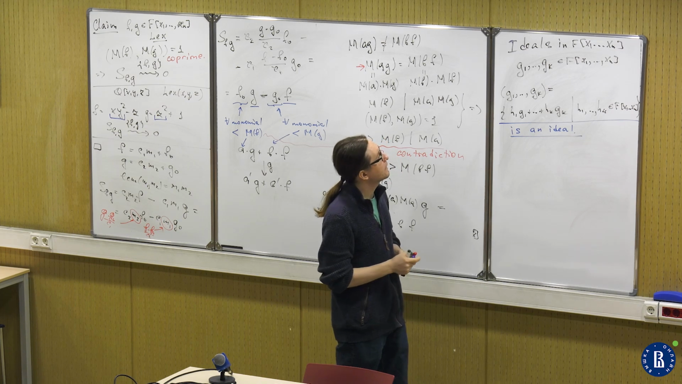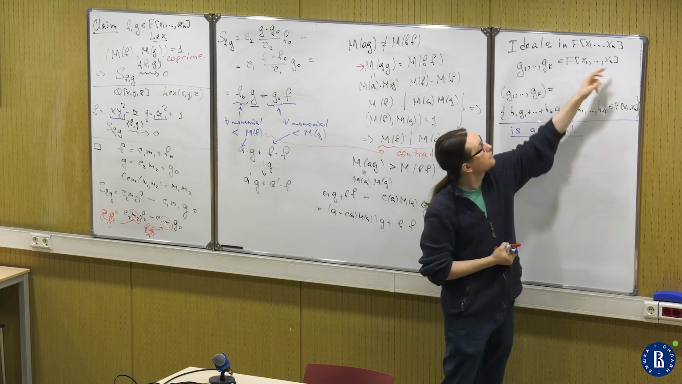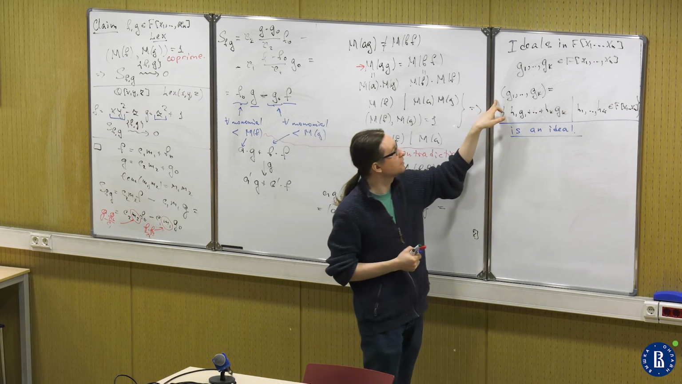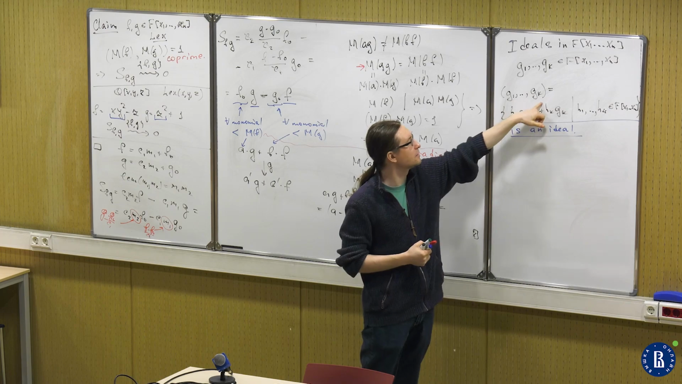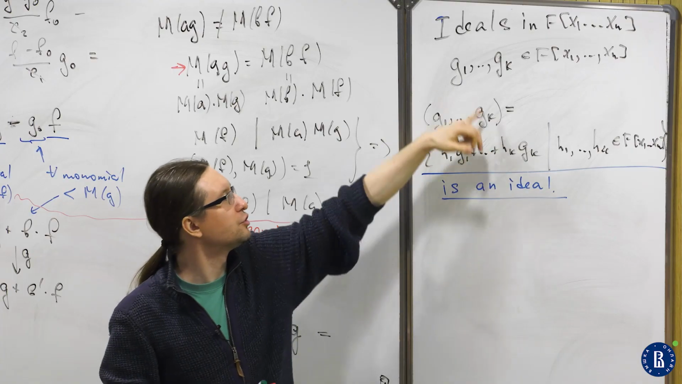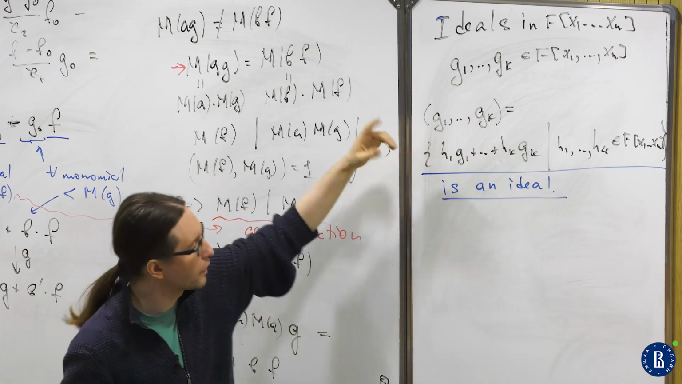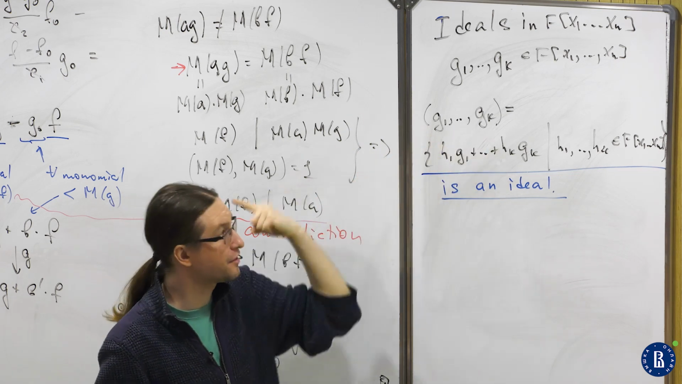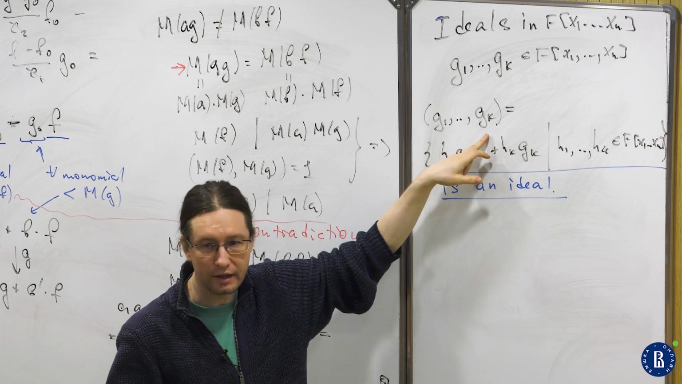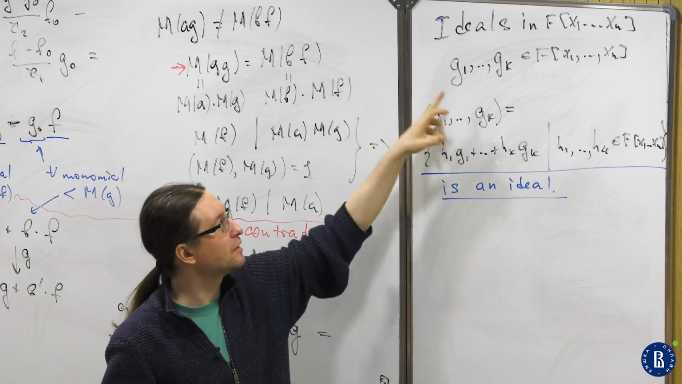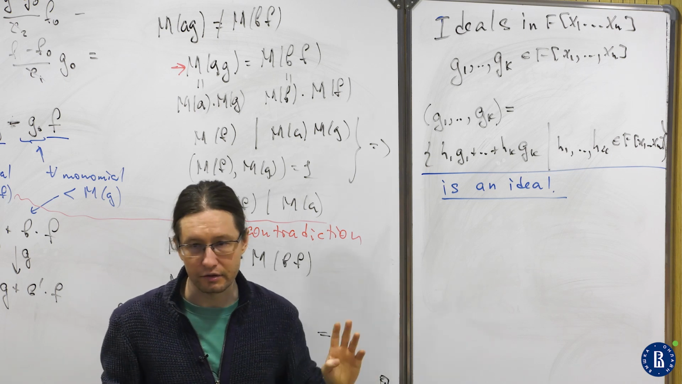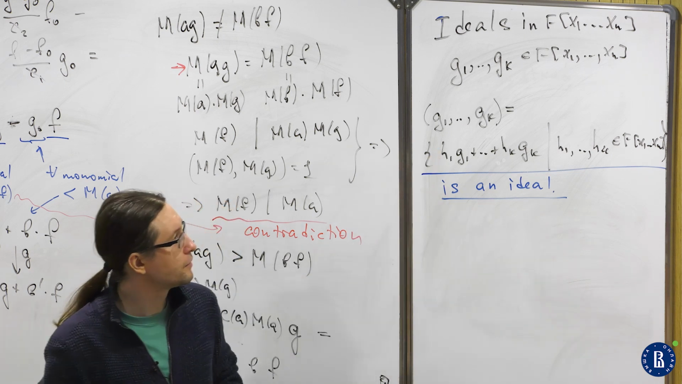Well, in this ring, it happens that every ideal can be presented as an ideal generated by g_1, ..., g_k. First of all, we will say that this ideal is the ideal generated by g_1, ..., g_k. And what happens is that every ideal can be presented in this form. So there are no other ideals in this ring. So every ideal has this form.